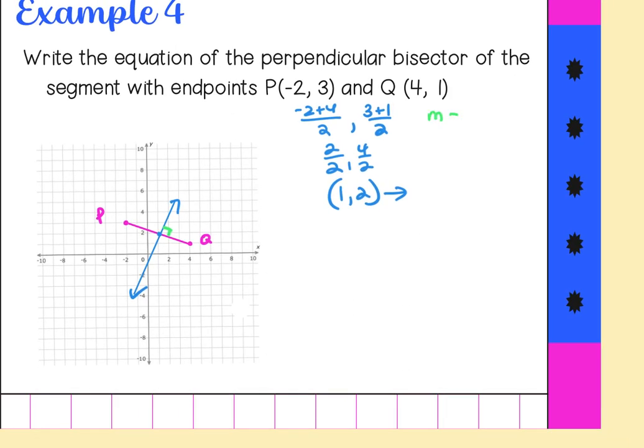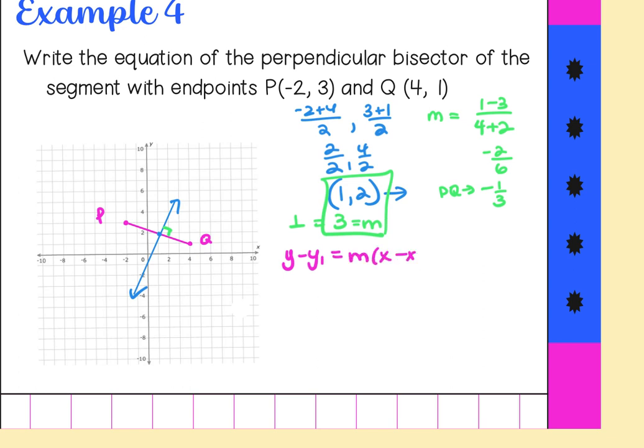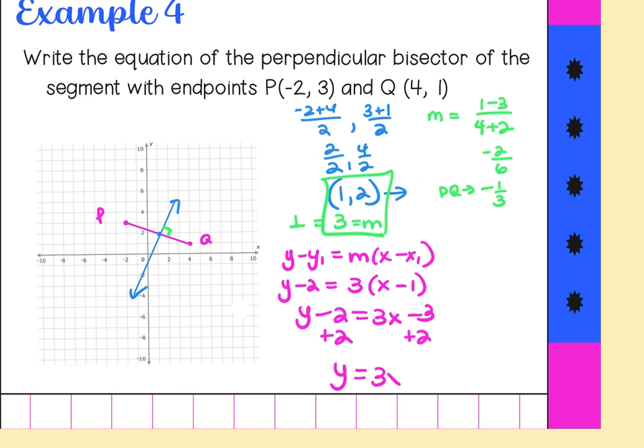So the slope of PQ would be 1 minus 3, over 4 minus a negative 2, which becomes plus 2. Negative 2 over 6, which is negative 1/3. That's the slope of PQ. The slope of a perpendicular to PQ would be positive 3. So this is my m, this is my point, and I'm going to plug it into point-slope. y minus y1 equals m times x minus x1. y minus 2 equals m times x minus 1. y minus 2 equals 3x minus 3, and add the 2. And y equals 3x minus 1.